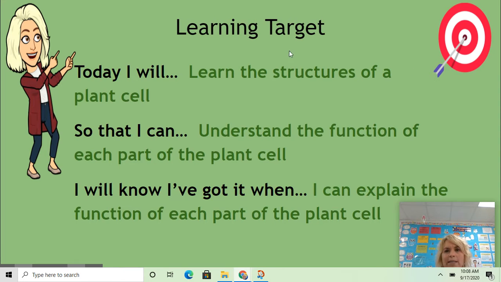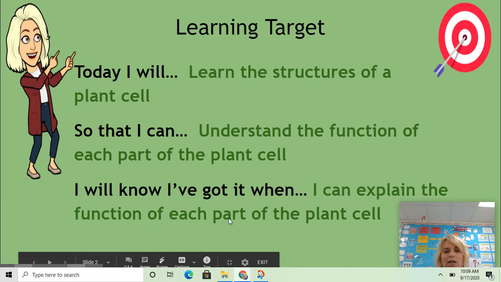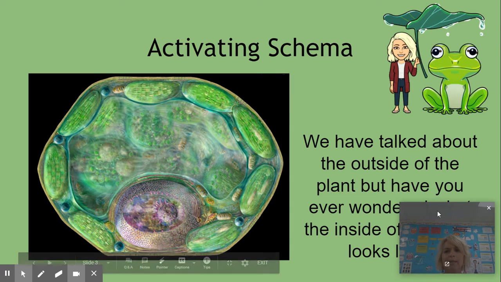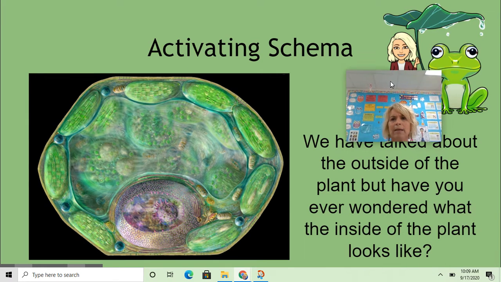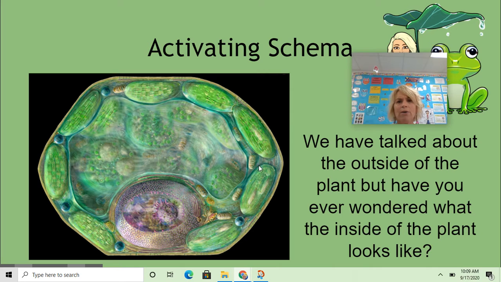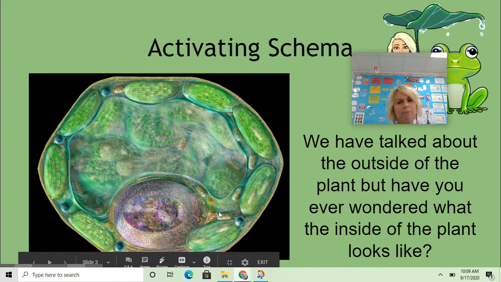Remember, structures is another word for parts of a plant cell, so that I can understand the function. Remember, another word for function is the job of each part of the plant cell. I will know I've got it when I can explain the job or function of each part of the plant cell. So let's look at a picture today. And the picture that I'm going to show you is this one.